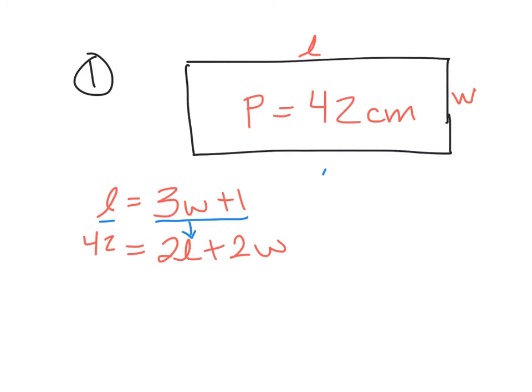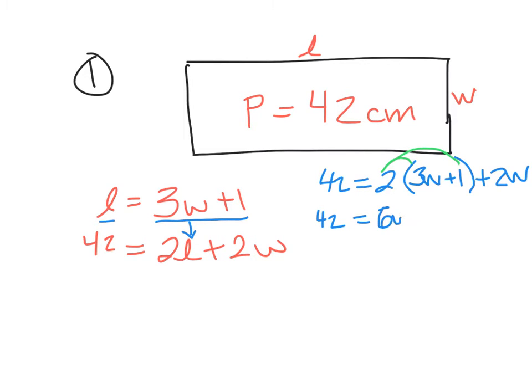So then I solve. I put 42 equals 2 times, what's the expression I'm putting in for L? 3w plus 1. And then plus 2w at the end. Now I just solve for w. So I have 42 equals, I need to distribute 2 times the 3w and 2 times the 1. What's 2 times 3? 6w. 2 times 1 is 2.